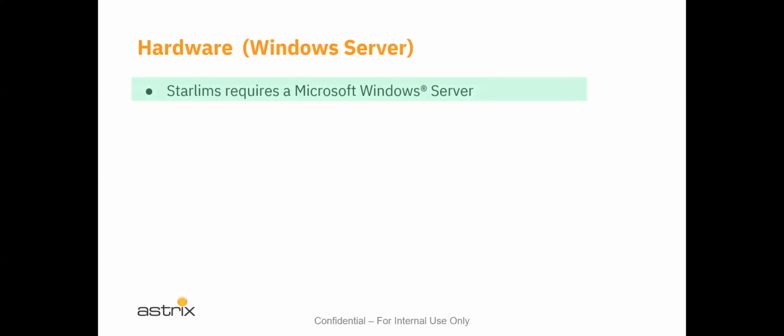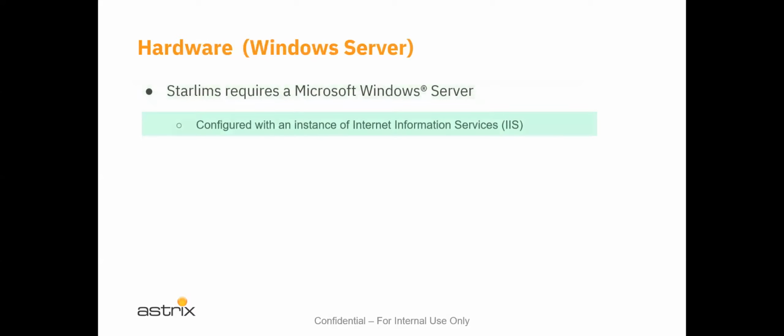So STARLIMS actually requires a Microsoft Windows server. It's very specific about that. It doesn't run on Linux or any other type of Apache server or anything like that. It's definitely a Microsoft Windows server. And you configure them with an instance of the Internet Information Services. I'm not sure how many folks on the call here actually are familiar with that component. If you're not a system administrator and work in Windows environments, you typically know that service or that component exists, but it's definitely required by STARLIMS.